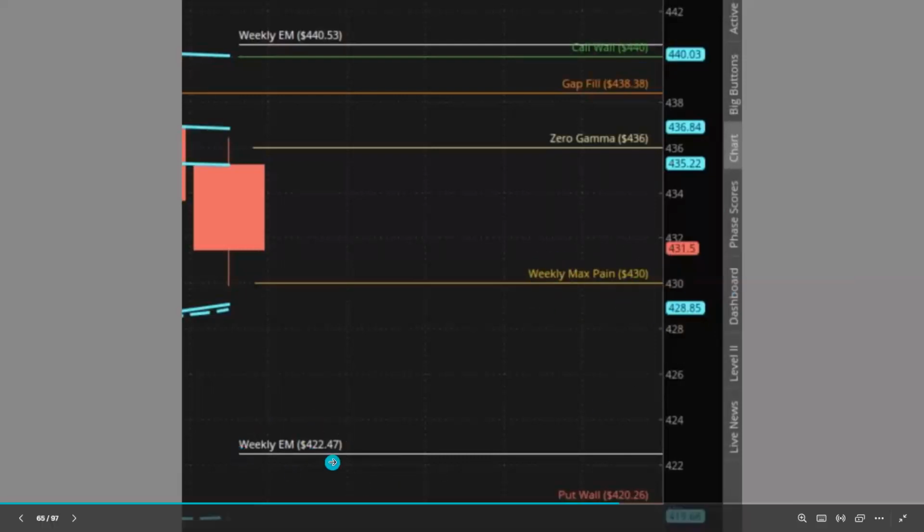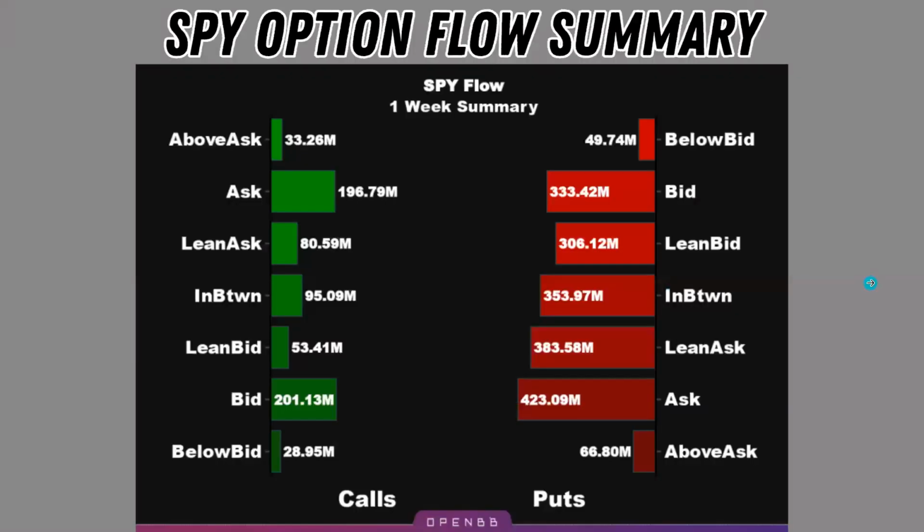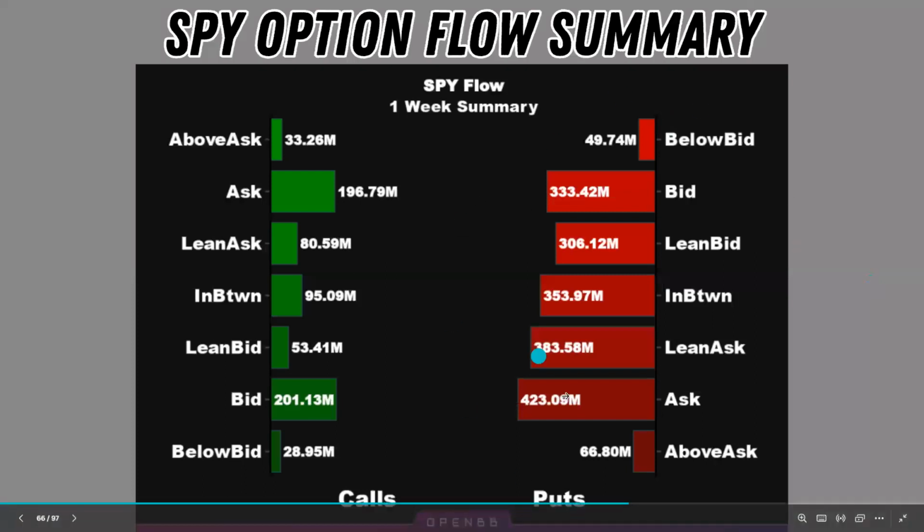Your weekly expected move to the downside is going to be 422.47, and your put wall is going to be at $420.26. So I think that those are all going to be important levels for you guys to monitor over the upcoming week. And we're going to start breaking down what some of those levels are and how you get them. Now, this is our option flow summary for the past week on the SPY. And you can see that the puts in red here greatly outweighed the calls, right?